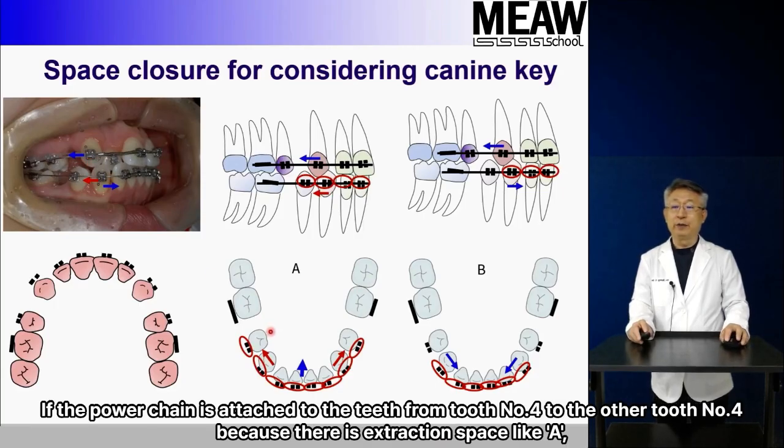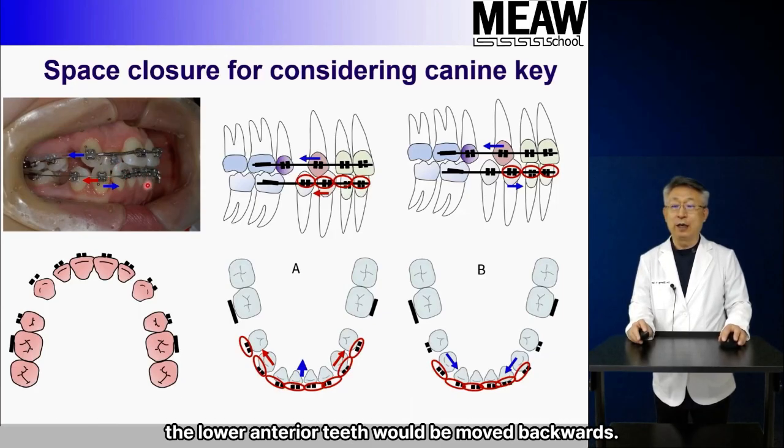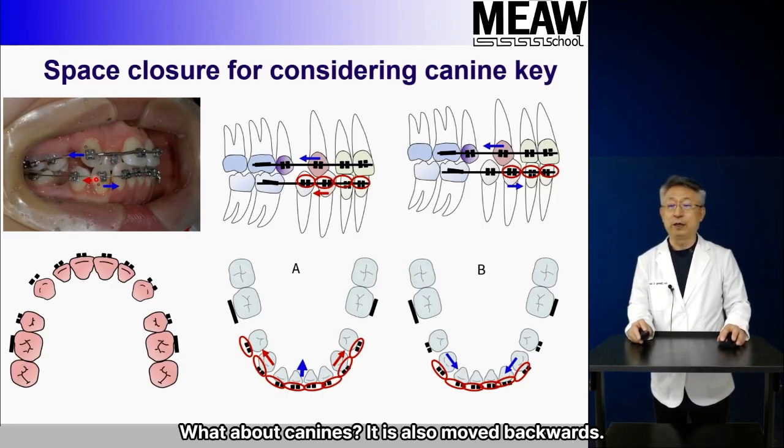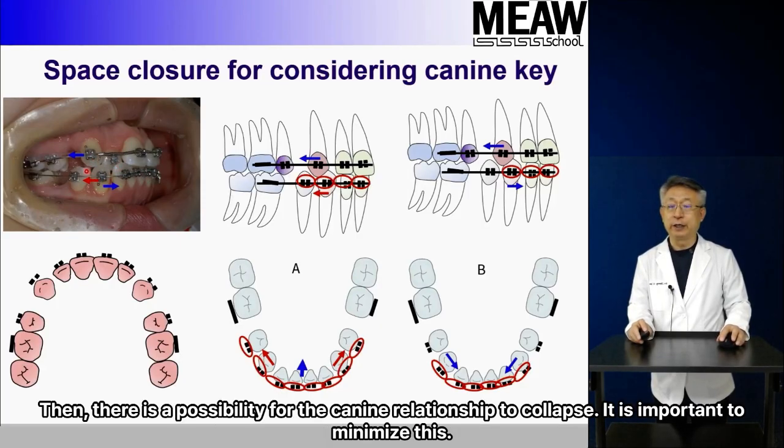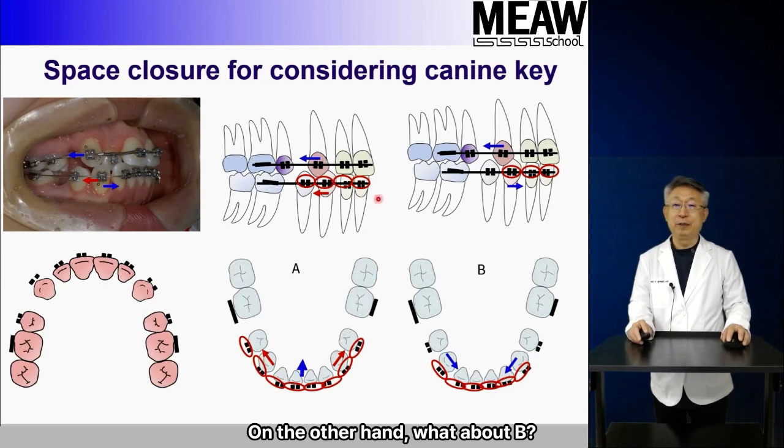If the power chain is attached to the teeth from tooth number 4 to the other tooth number 4, because there is extraction space like A, the lower anterior teeth would be moved backwards. What about canines? They are also moved backwards. Then, there is a possibility for the canine relationship to collapse. It is important to minimize this. On the other hand, what about B?